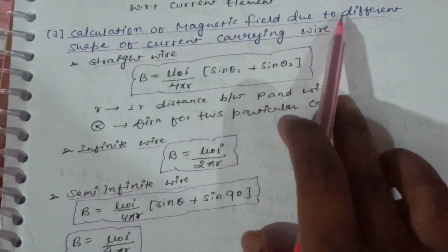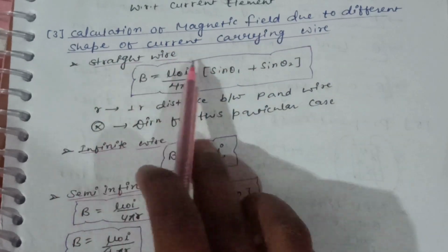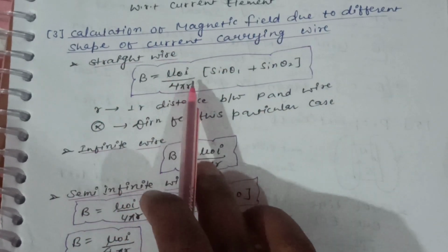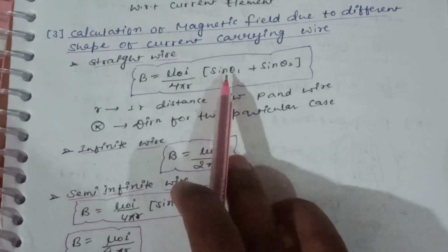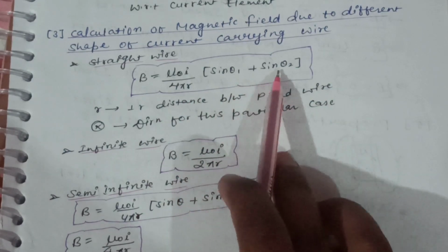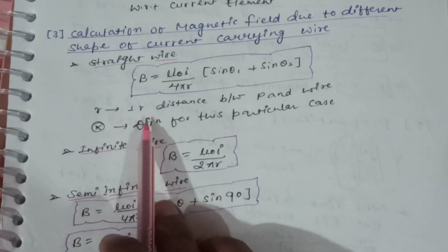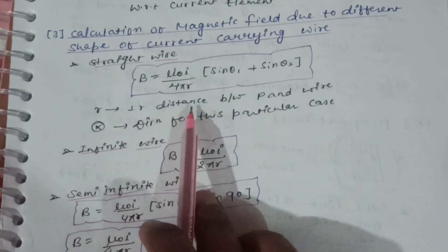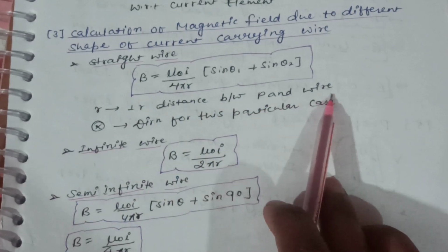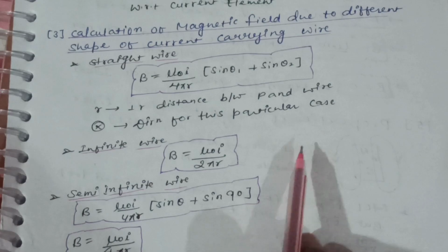Calculations of magnetic field due to different shapes of current carrying wire. A straight wire: B is equal to mu naught I upon 4 pi r, in bracket, sin theta 1 plus sin theta 2. r is the perpendicular distance between P and the wire. Directions for the particular case.